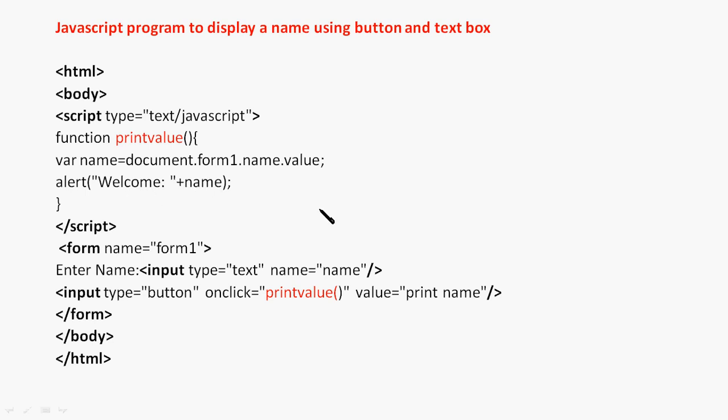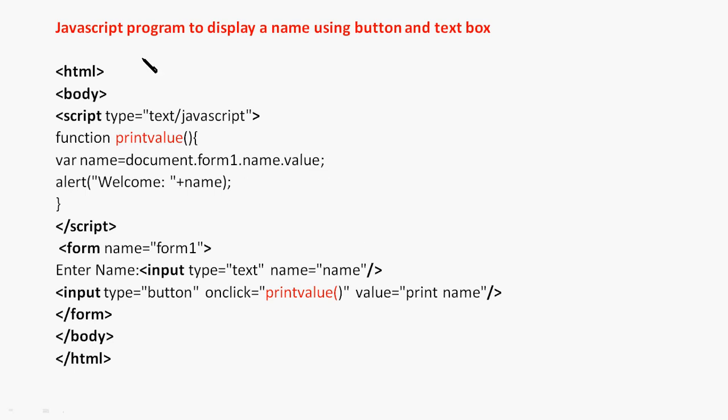When you type this and save it as .html, and open it in a browser, you can see an Enter name label and a corresponding text box, and there is a button. On the button you can see Print name. On clicking Print name, when you have typed something in the input box, an alert box will come and show welcome and what you typed. Okay, this is a JavaScript program to display a name using a button and a text box.